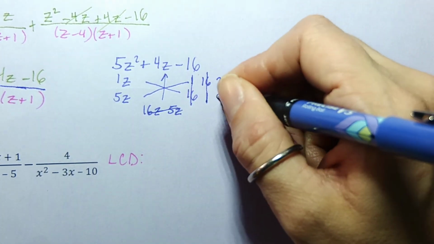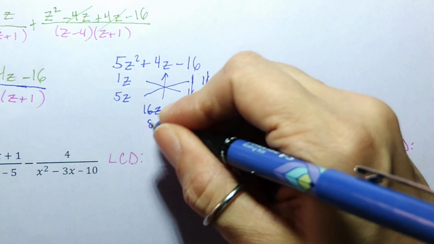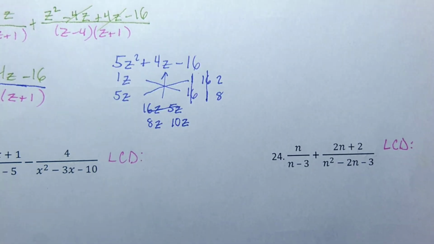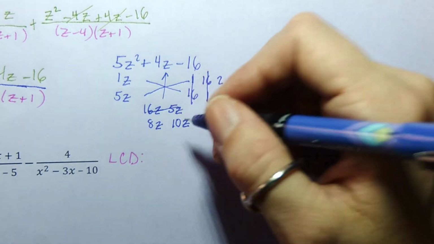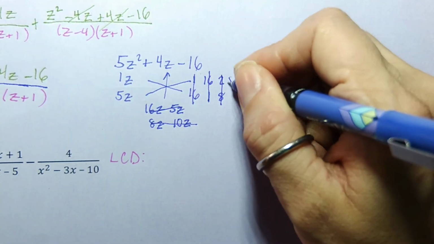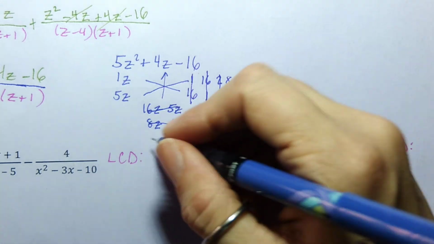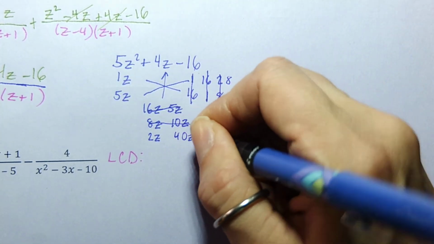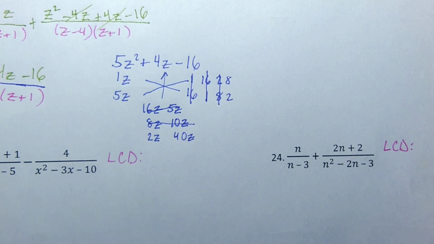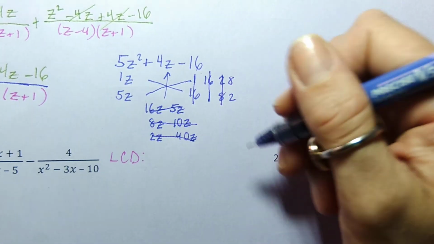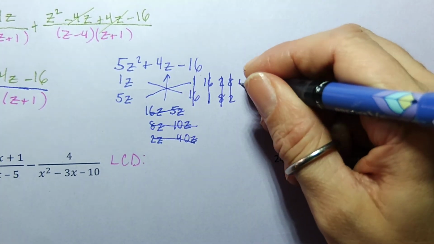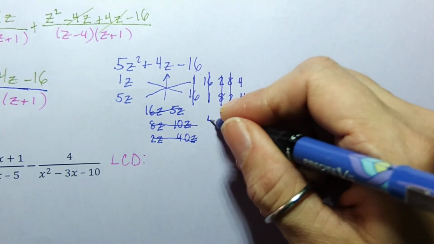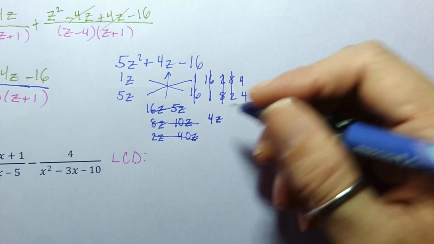So let's try 2 and 8. That gives me 8z. That gives me 10z. Closer. Still not good. 8 and 2. 2z. And 40z. Definitely not going to get me to 4z. So I'm getting annoyed, but I still have to try everything just in case I miss something. So let's try 4 and 4. We get 4z and 20z.